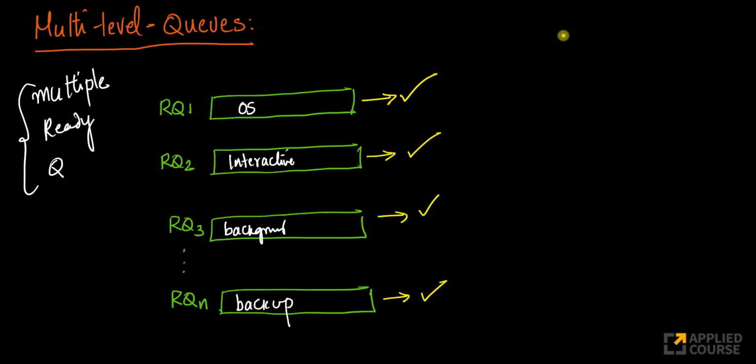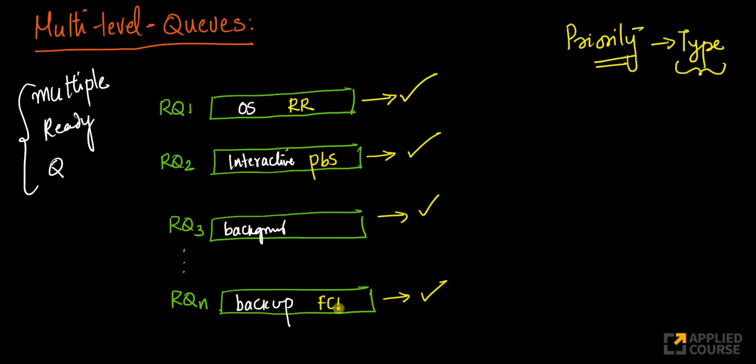So we are actually creating a priority of sorts based on the type of the process. If the process is an OS process, it gets the first priority. So multi-level queues give a priority based on the type of the process. Within OS processes, I can use any algorithm I want, something like round robin. For interactive, I can use, let's say, priority-based scheduling. The final queue will be FCFS. It's very important to realize that this is FCFS, which is non-preemptive, because this backup process is a background process, right?